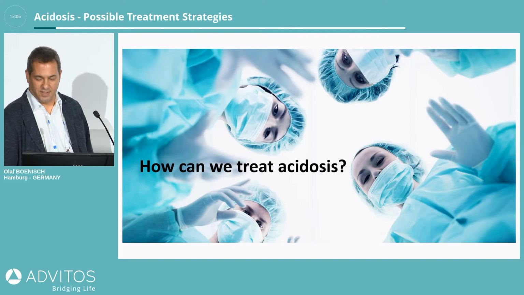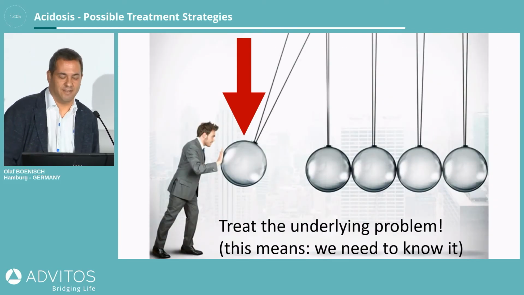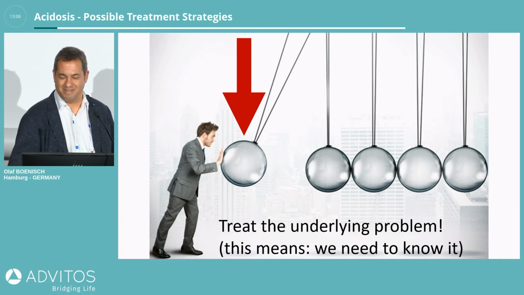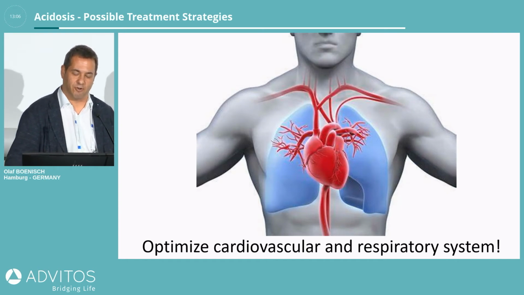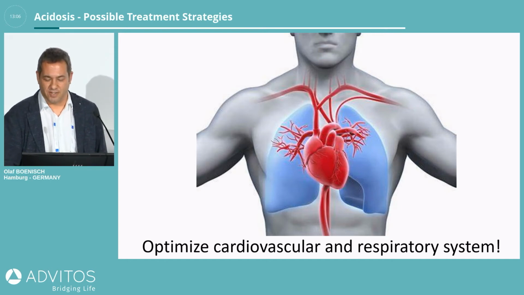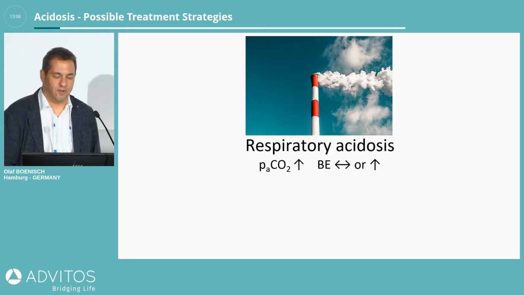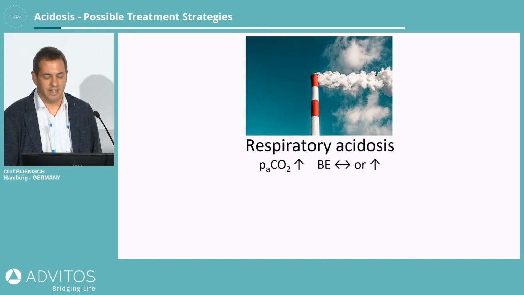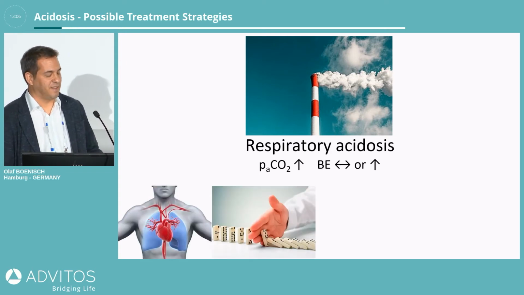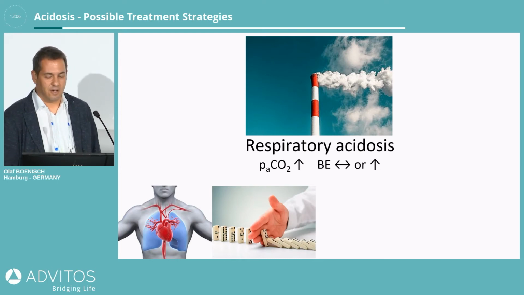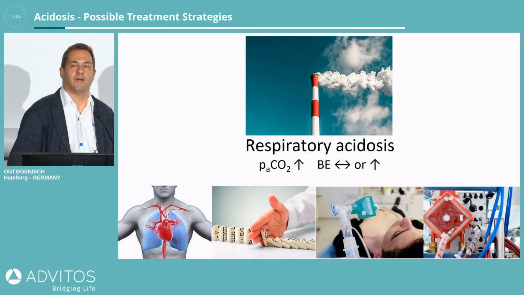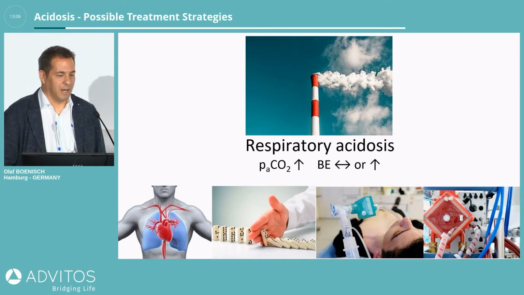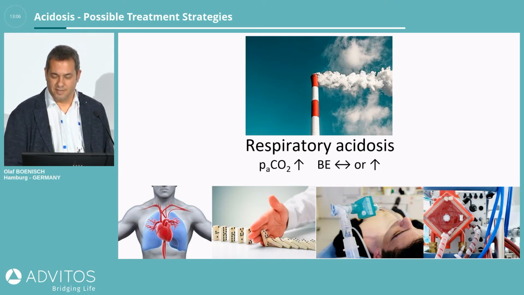So how can we treat acidosis? As Luciano already said, we have to try to treat the underlying problem. This means we have to know it. The other thing that is absolutely necessary is that we have to optimize the cardiovascular and respiratory system. Without that, we are not going to be successful. So for respiratory acidosis, which is defined by an increased CO2 and normal or increased base excess, besides the cardiopulmonary stabilization and the causal therapy, we can give respiratory support to the patients to increase the minute ventilation. And if this is not working, or if we are out of the borders of lung protective ventilation, we have to think about extracorporeal CO2 removal.